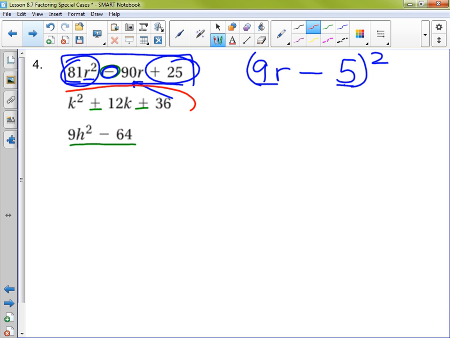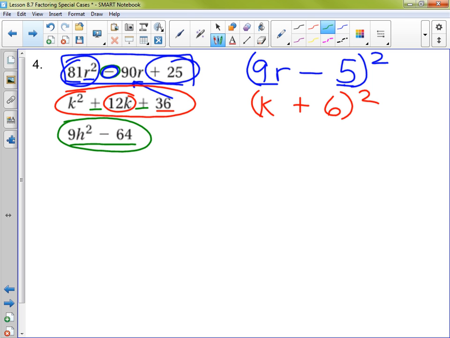Look at the second one. Again, this is a lesson on special cases, so this most likely is going to be a special case. But just to check, I'm going to take the square root of the first term, which is k, the square root of the second term, which is 6, multiply k times 6 to get 6k, double it, and it gives me 12k. This is a special case. Both of them are plus, so I put a plus here, and I square it.